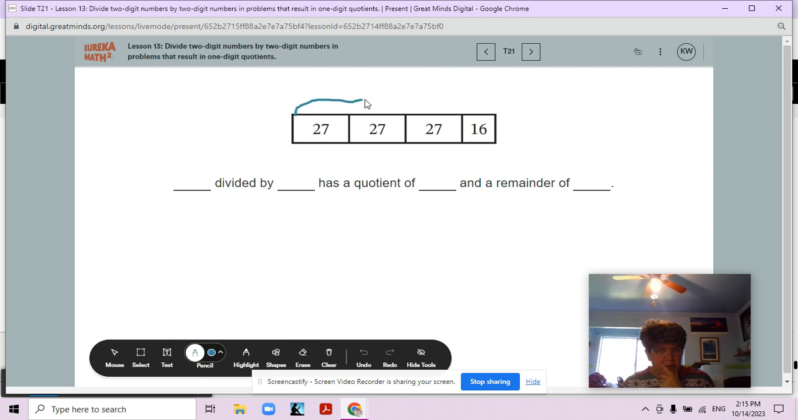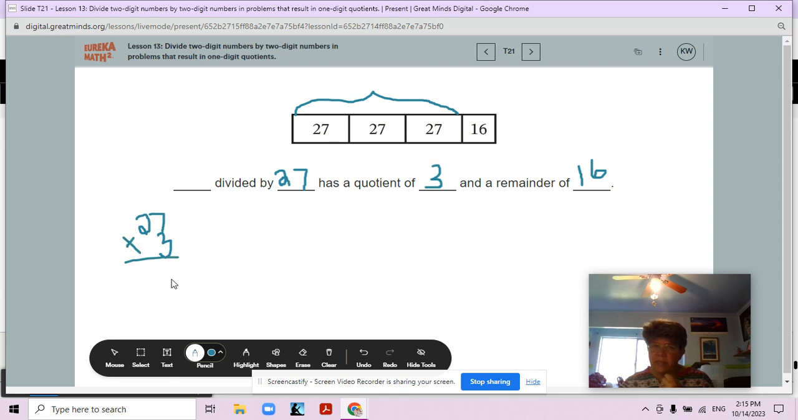I see that we have 3 27s, and then we have a 16 left over. So I think my remainder is going to be 16. My quotient's going to be 3 because there's 3 27s. Something's being divided by 27. What is being divided by 27? 27 times 3, because there's 3 27s.